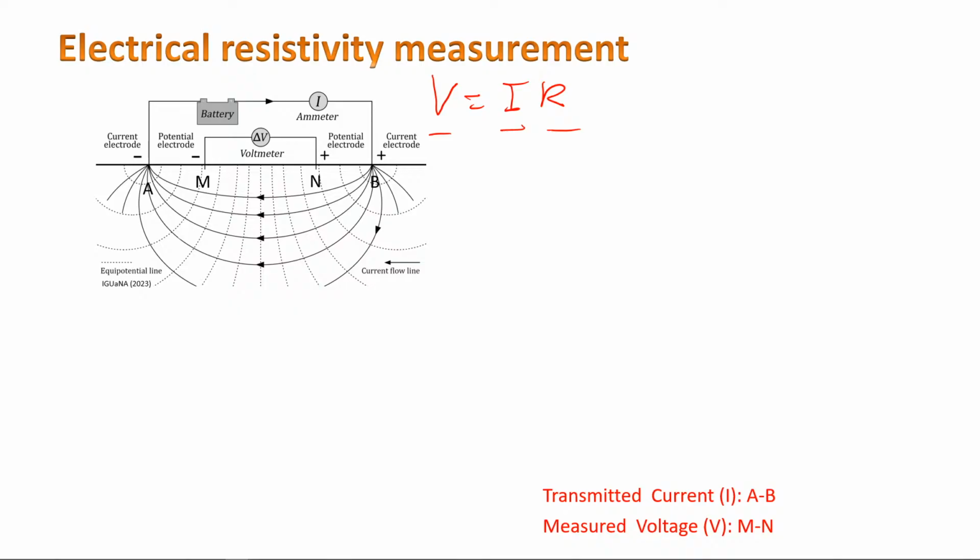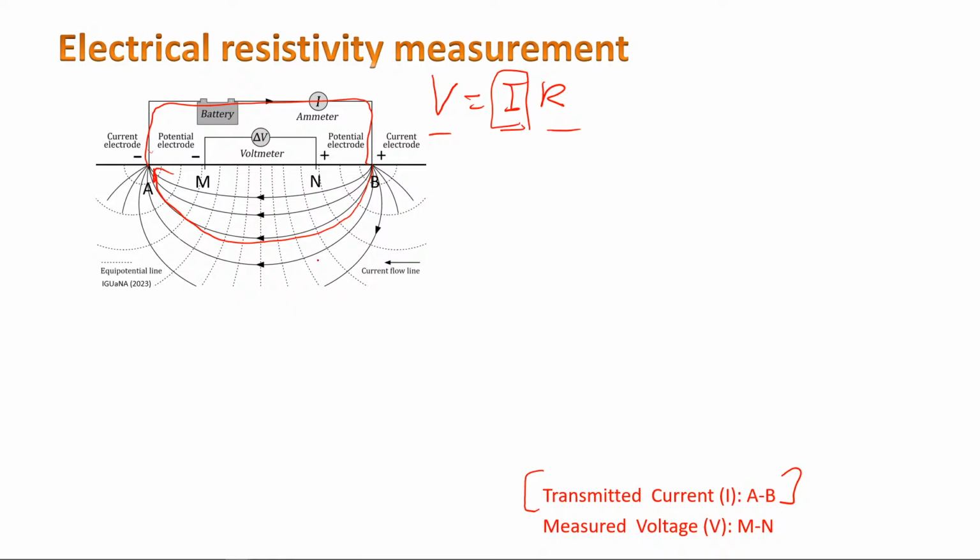You have an equipment, and with this equipment you transmit a current. Here, let's say I transmit current at A and B. So here are A and B. I transmit a current here, and then this current passes through the ground.